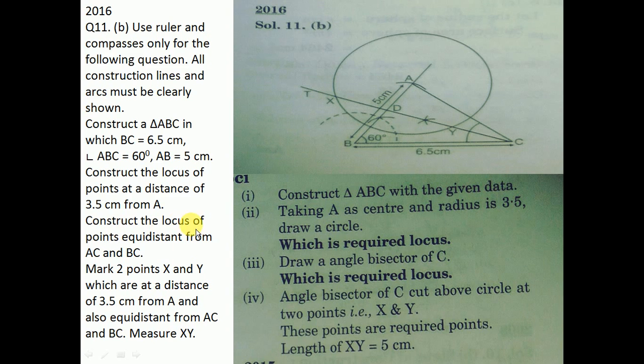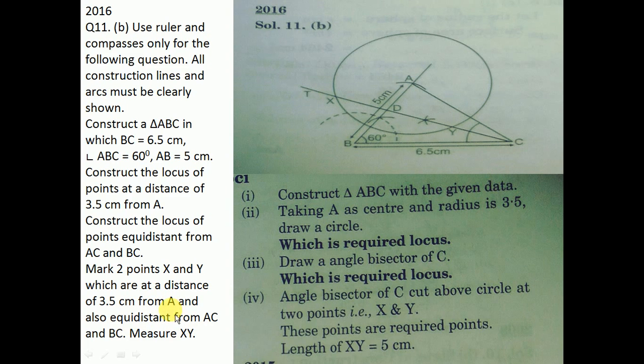Now, construct a locus of points equidistant from AC and BC. AC and BC means C is the common vertex for both of them. Bisect this angle from here, here. Extend. This is the extended line. Mark 2 points X and Y which are at a distance of 3.5 centimeter from A, because this is the locus of points which is 3.5 centimeter away from A.